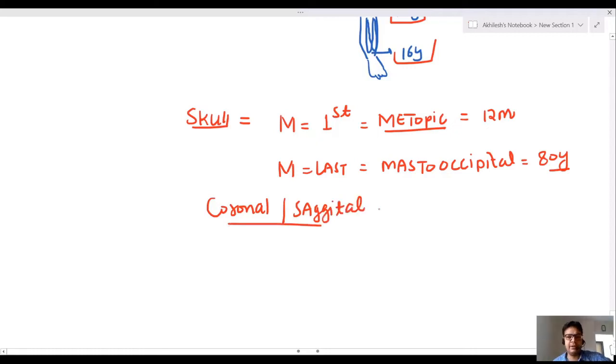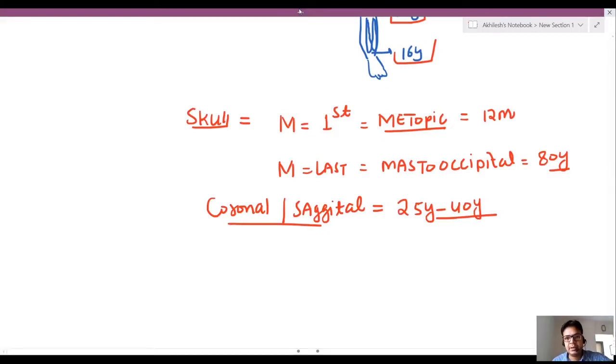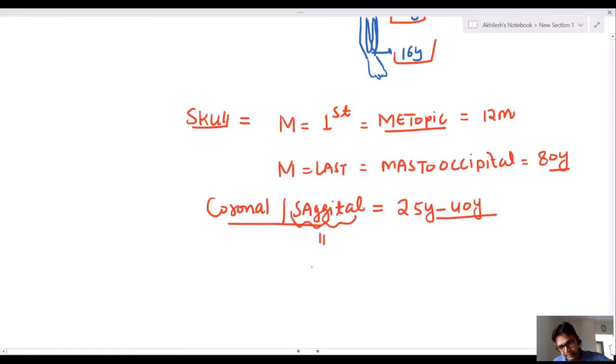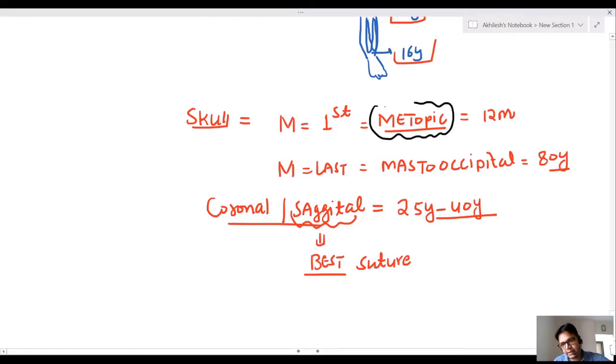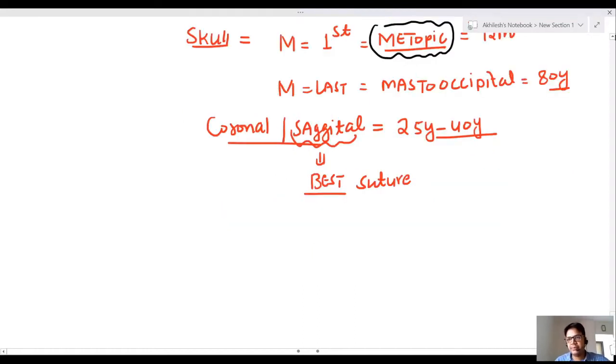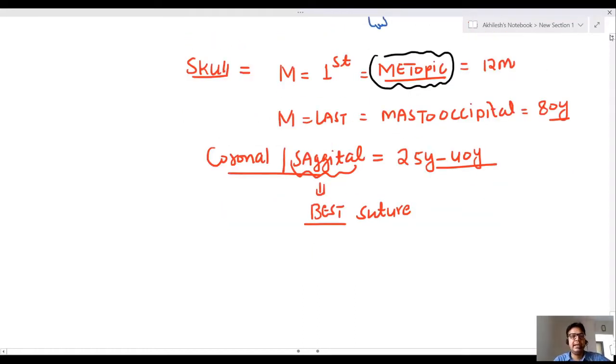Coronal and sagittal suture, both fusion start at 25 years and complete at 40 years. But sir, this is the best suture. Sagittal suture is the best suture for age estimation. Again, I'm telling you, friends, metopic suture is the first suture, M. Last suture is M for masto-occipital suture, 80 years of age. Best suture is sagittal suture.